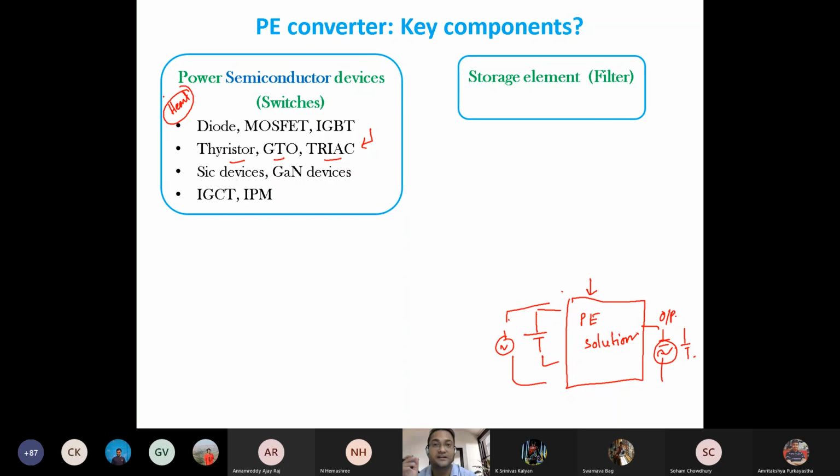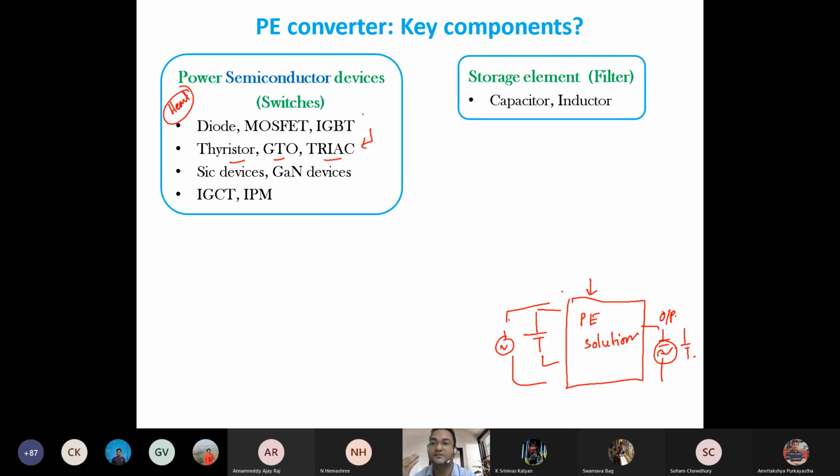Apart from these semiconductor switches, we also need a storage element to act as a filter. I told you, conditioning. Control and conversion mainly depend on how you are handling these switches. We will teach how to do it, and we will do some simulation also. Conditioning mainly comes from the switching strategy, the way you are doing the PWM. Let me not tell PWM now, we will discuss this later. And filtering is quite responsible for conditioning.